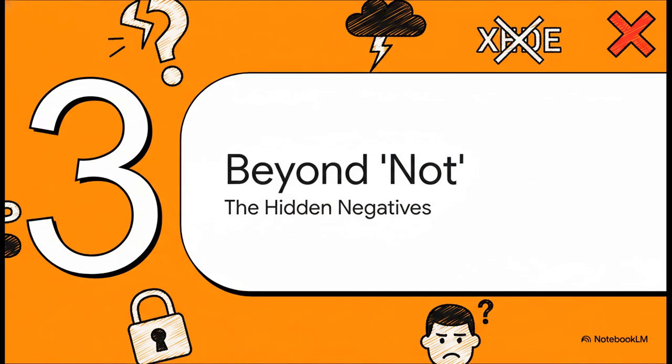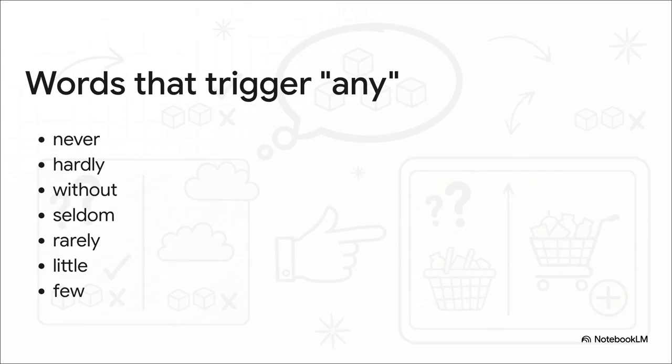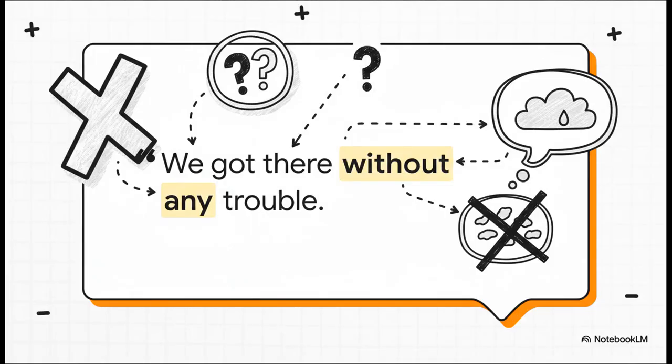But here's where things get really interesting. Any is also triggered by words that are negative in their meaning, even if the word not is absolutely nowhere to be found. Think about it. Words like never, hardly, and without, they all have this negative vibe, right? They create a non-affirmative feeling all by themselves. And when you use any of these words, you have to use any, not some. And here is a perfect example of that in action. We got there without any trouble. That word, without, is our hidden negative, our trigger. You would never say, without some trouble, it just sounds wrong, and now you know exactly why.